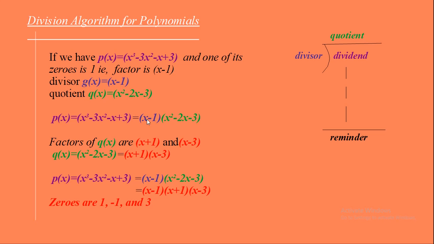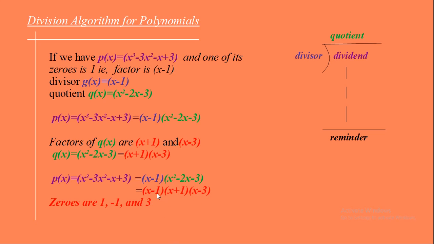When factorizing by splitting the middle term, we will get the two factors x plus 1 and x minus 3. That is, x square minus 2x minus 3 is equal to x plus 1 into x minus 3. Now this polynomial can be written as x minus 1 into x square minus 2x minus 3, which equals x minus 1 into x plus 1 into x minus 3. That is, this polynomial is now equal to the product of its three factors. These are the three factors of this cubic polynomial: x minus 1, x plus 1 and x minus 3.